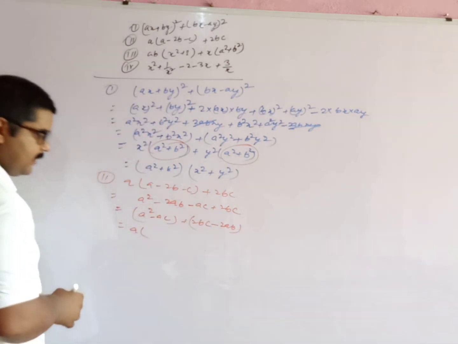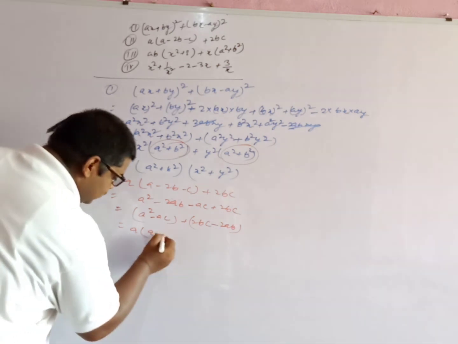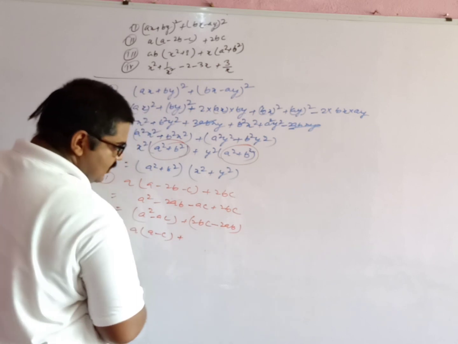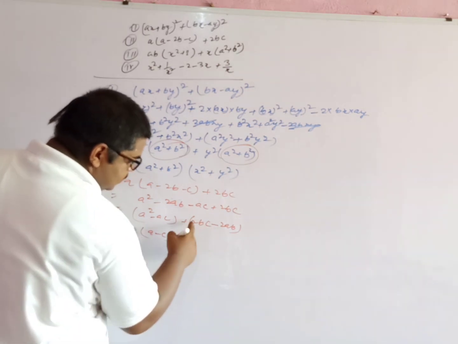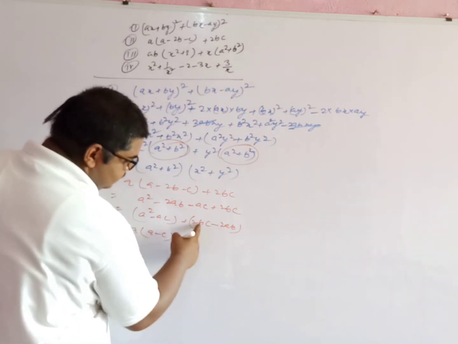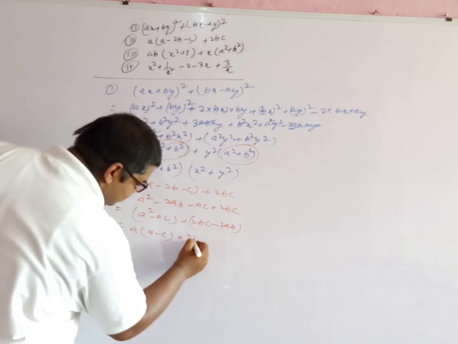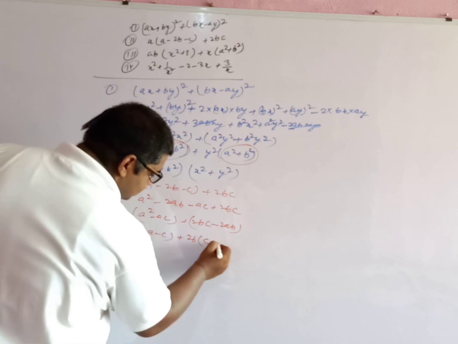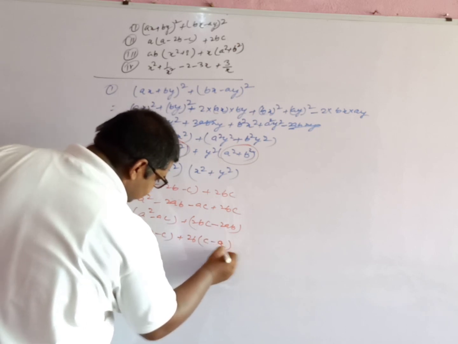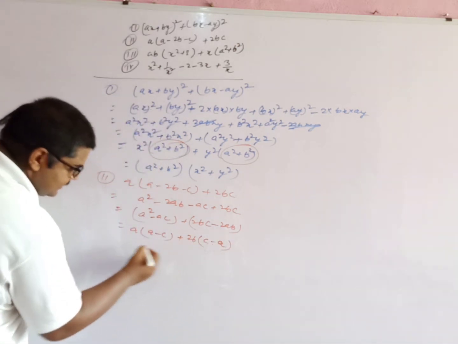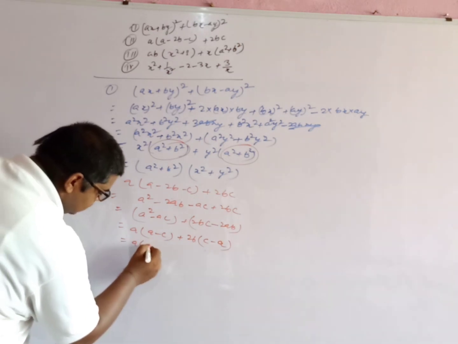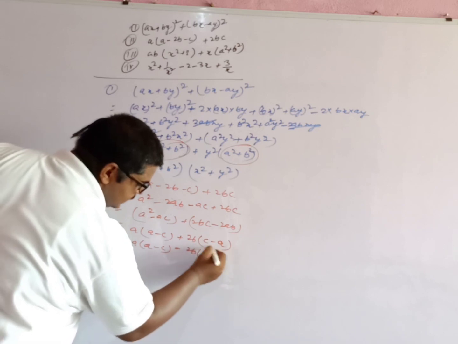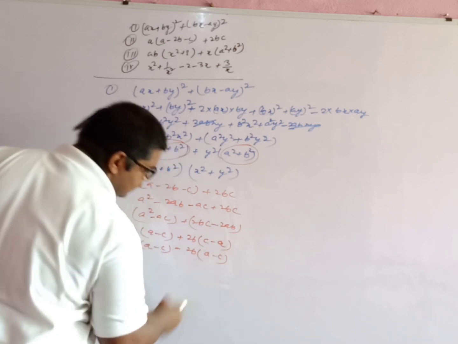What is taken as common? a is taken as common. So the result is a minus c. And what is taken as common in both the terms? 2 is present in both, and b. So you have to take 2b as common, and what do you get? c minus a. Since the sign is reversed, you may take minus 2b, then it will be a minus c.